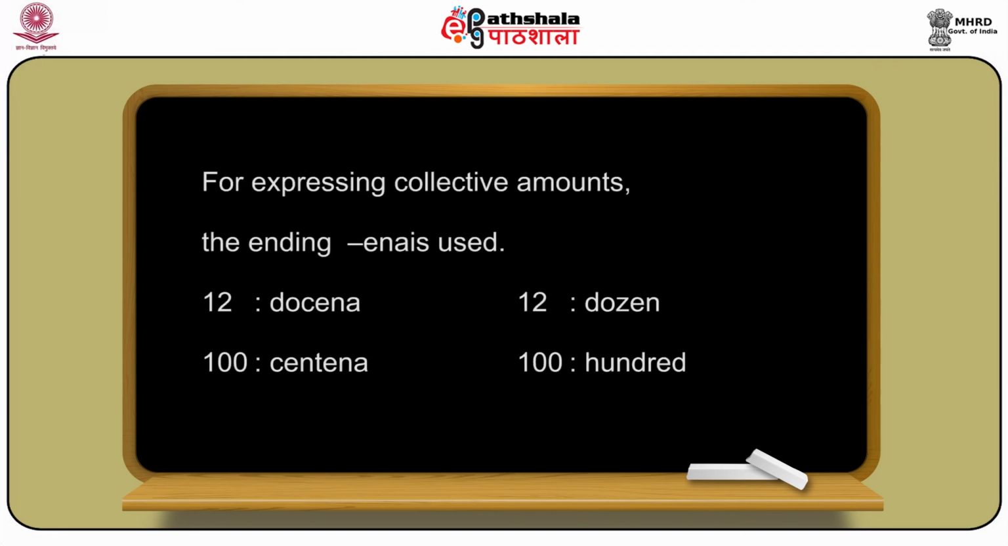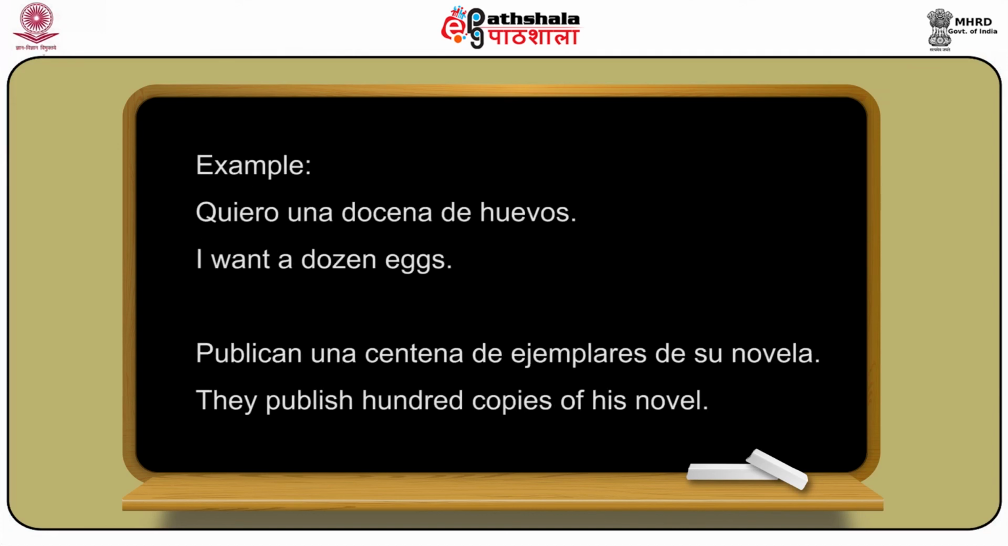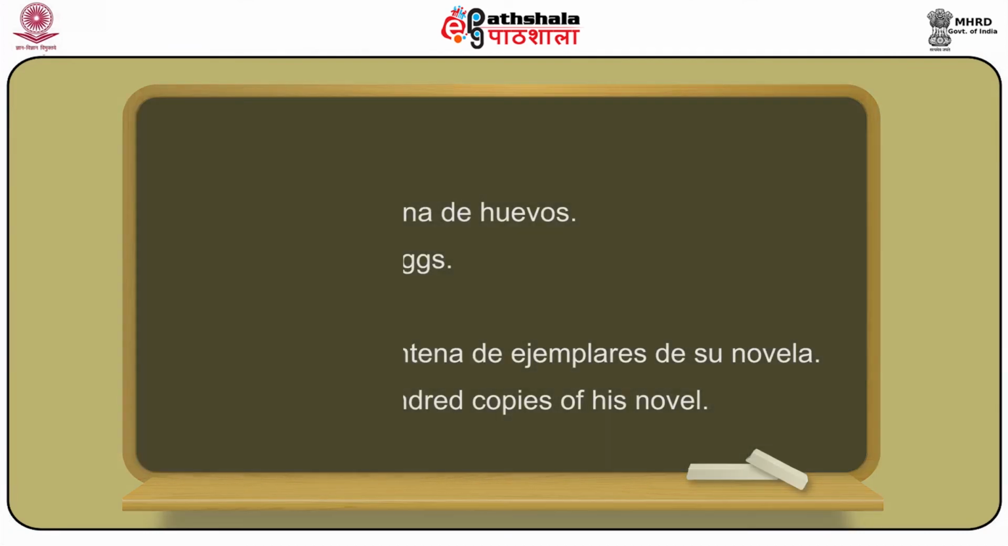So same way, for expressing collective amounts, the ending ENA is used. For example, if we want to say dozen, it will be docena. If you want to say hundreds, it will be centena. For example, if I say I want a dozen eggs, I can say quiero una docena de huevos. Or as an example, if I say they publish 100 copies of his novel, it can be said as publican una centena de ejemplares de su novela.